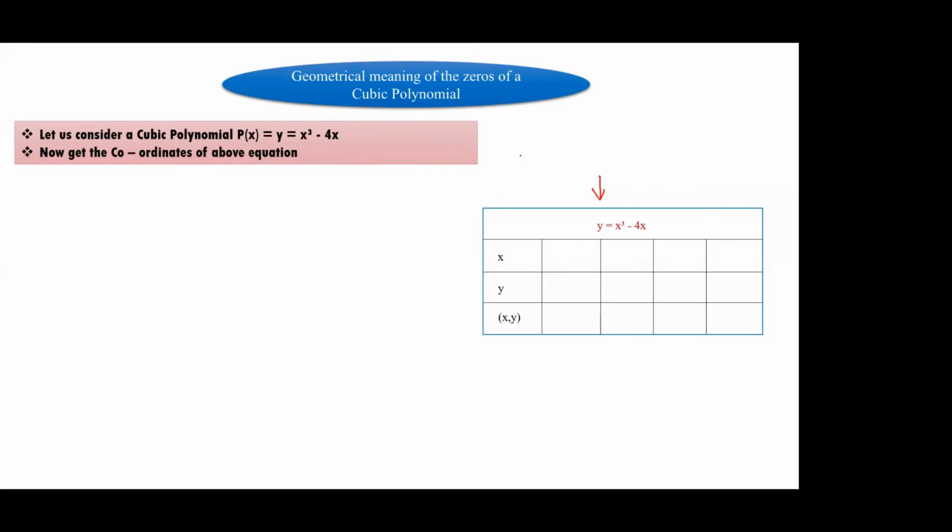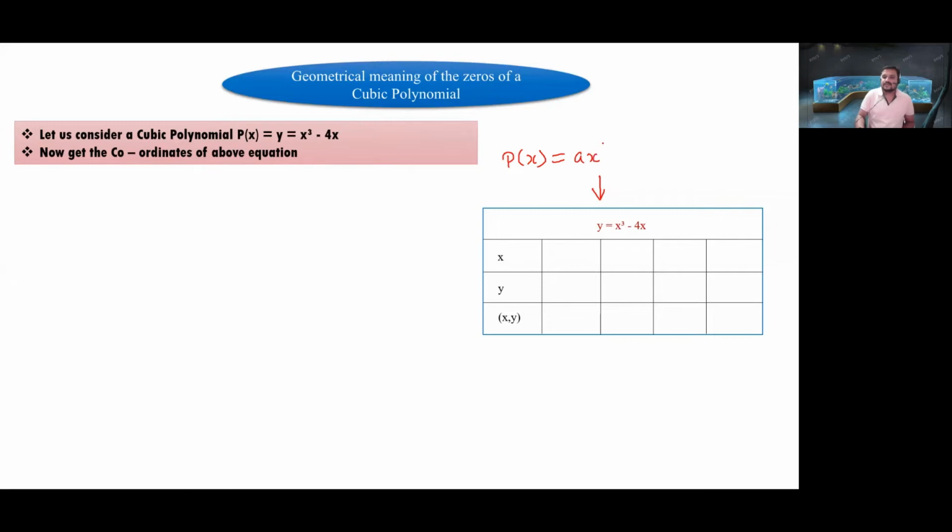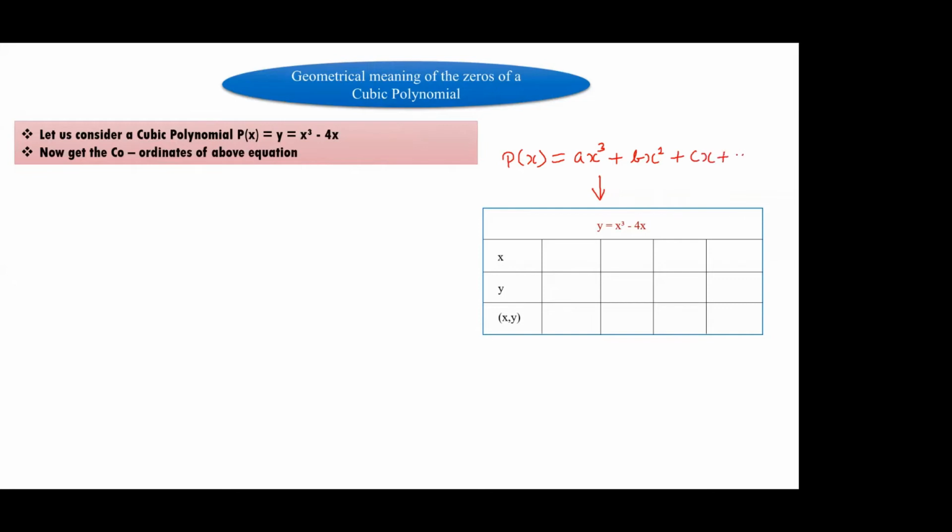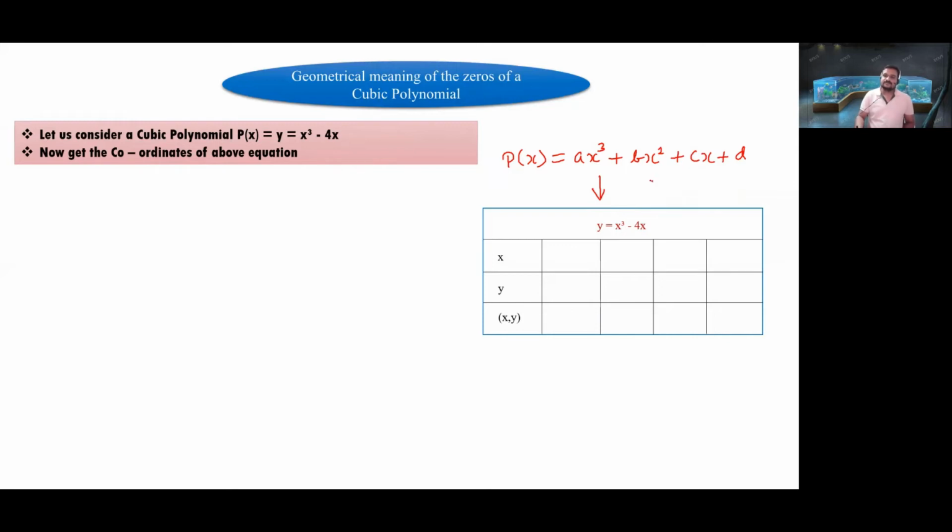Sir, ax cube plus bx square plus cx plus d. P of x is equal to ax cube plus bx square plus cx plus d. Again, one more condition is there, Akshita. Can you tell me that condition? a should not be equal to 0. Here also a should not be 0. If a becomes 0, the cubic polynomial will not remain, it will become a quadratic polynomial. So this condition is important: a should not be equal to 0. And what is a? a is nothing but the coefficient of x cube.